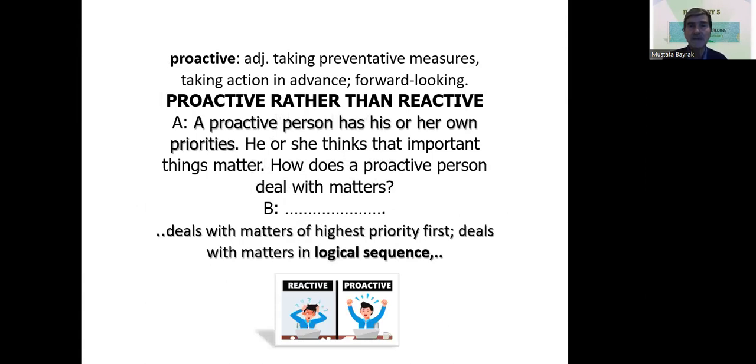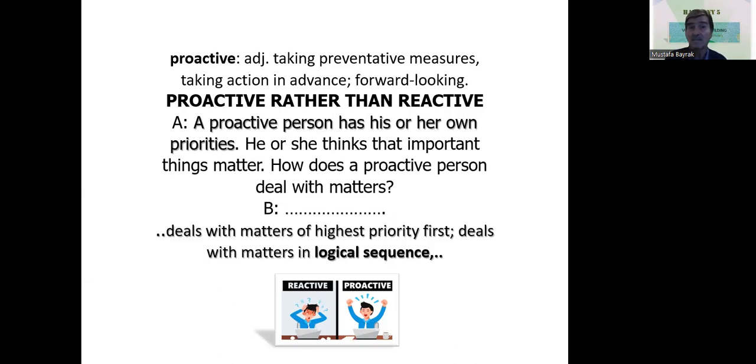Proactive as an adjective means taking preventive measures, taking action in advance, or in short, forward looking. For example, my friend George is a proactive teacher. My friend George is a forward looking teacher. Proactive rather than reactive. Yes, we should prefer being proactive rather than be reactive. A proactive person has his or her own priorities. He or she thinks that important things matter.